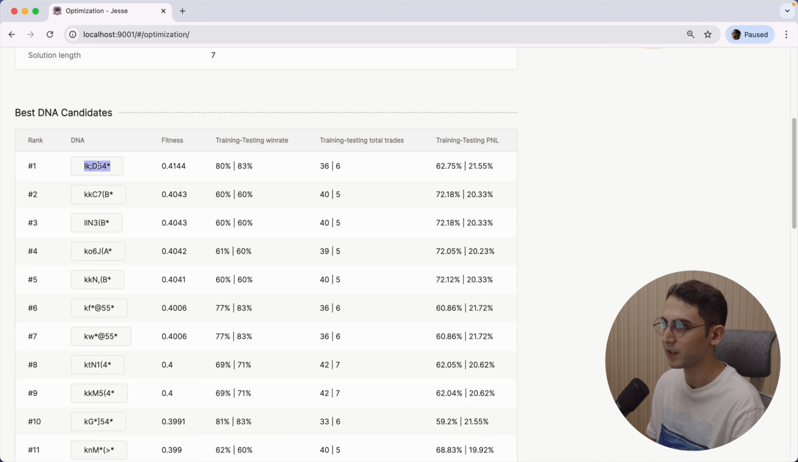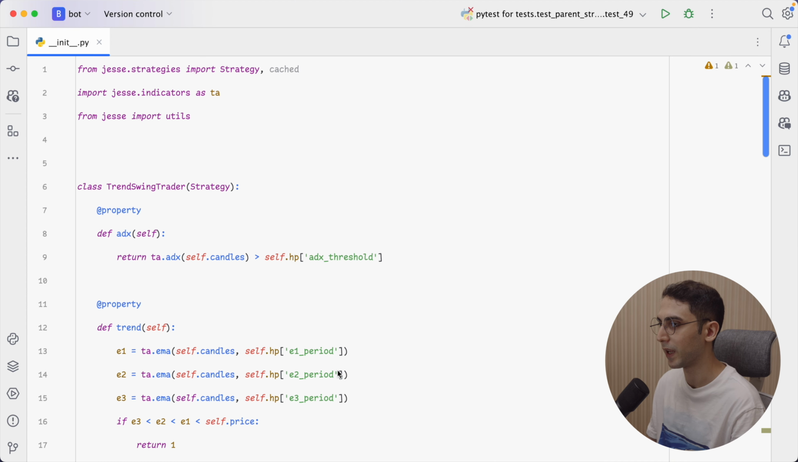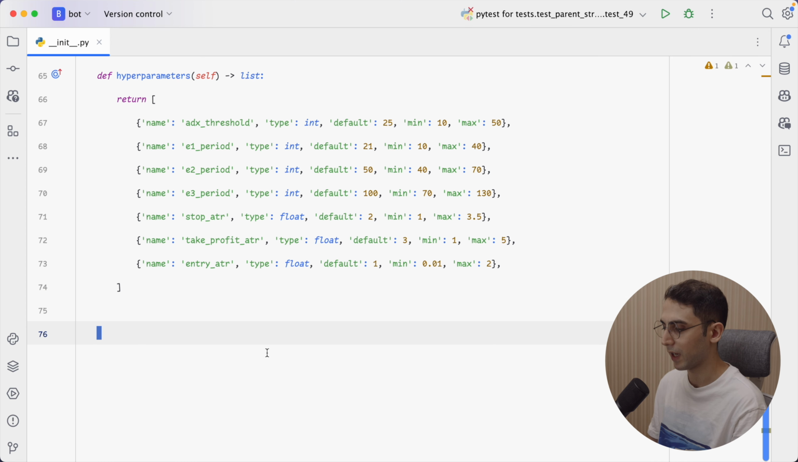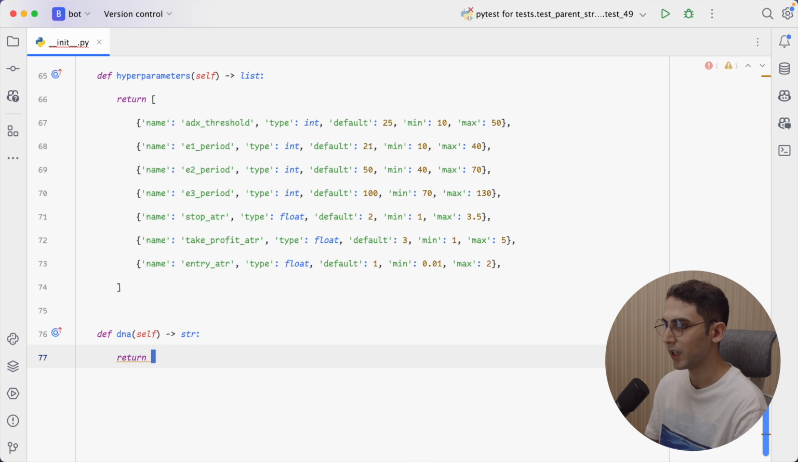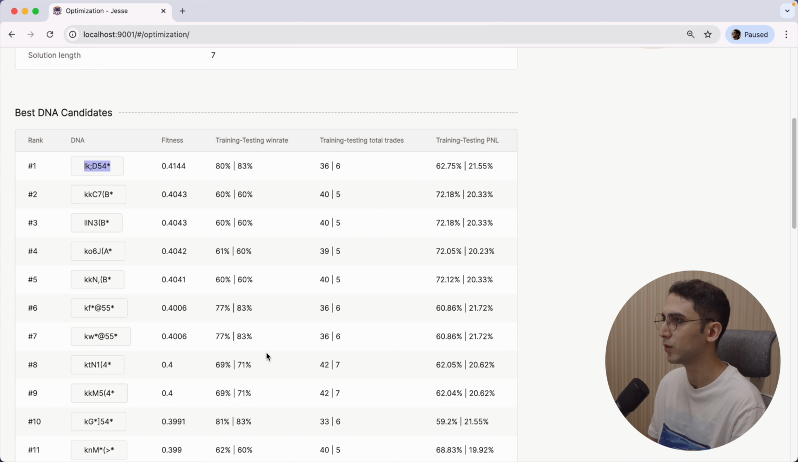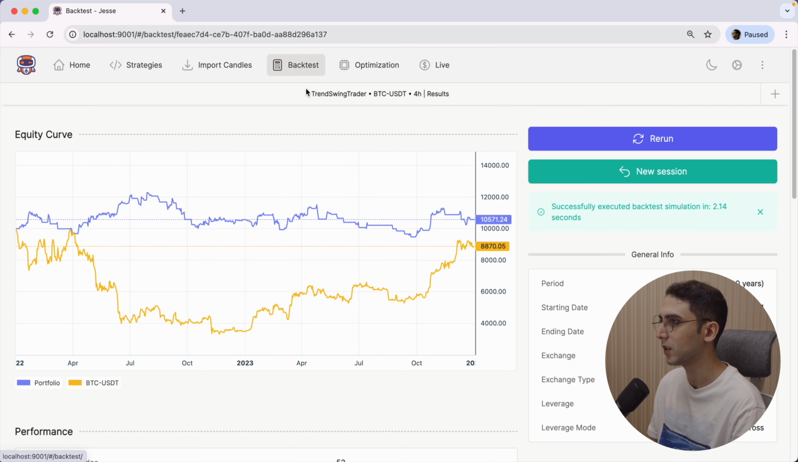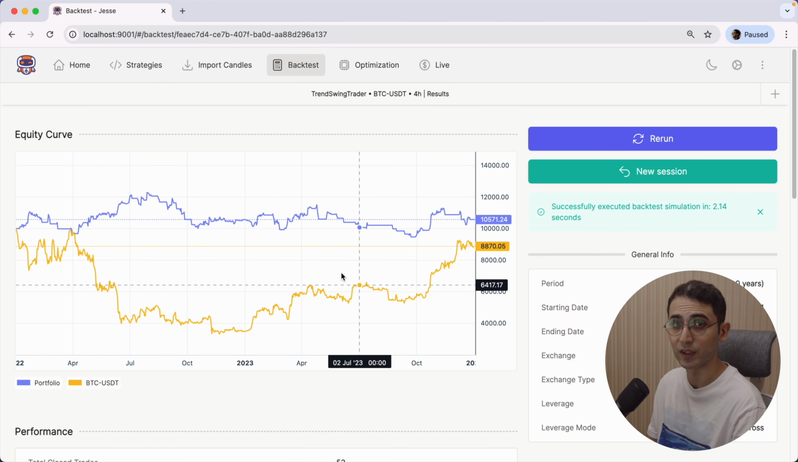So I'm gonna copy this DNA here and go back to my editor, and I will add a new function called DNA, and it should return simply a string, which is the DNA we just copied. Okay, so let's go back to the backtesting page. Now, these were the results that we were getting.